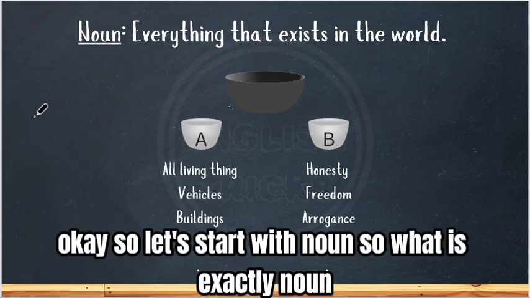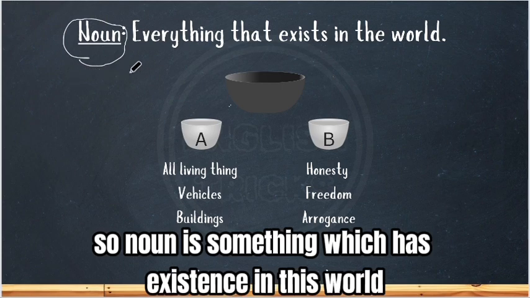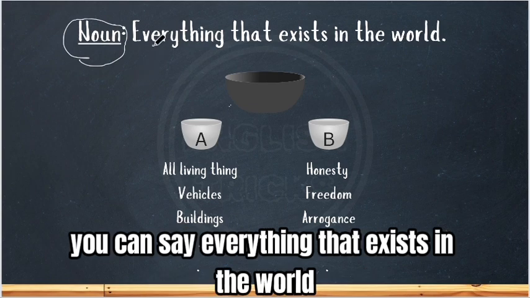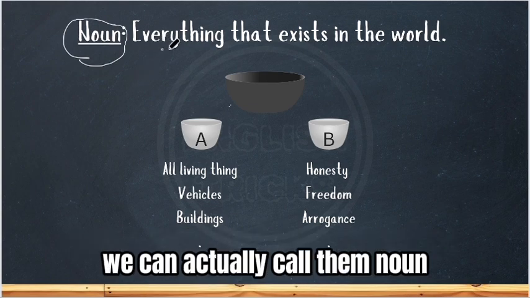Okay, so let's start with noun. So what is exactly a noun? A noun is something which actually has existence in this world. You can say everything that exists in the world, we can actually call a noun.